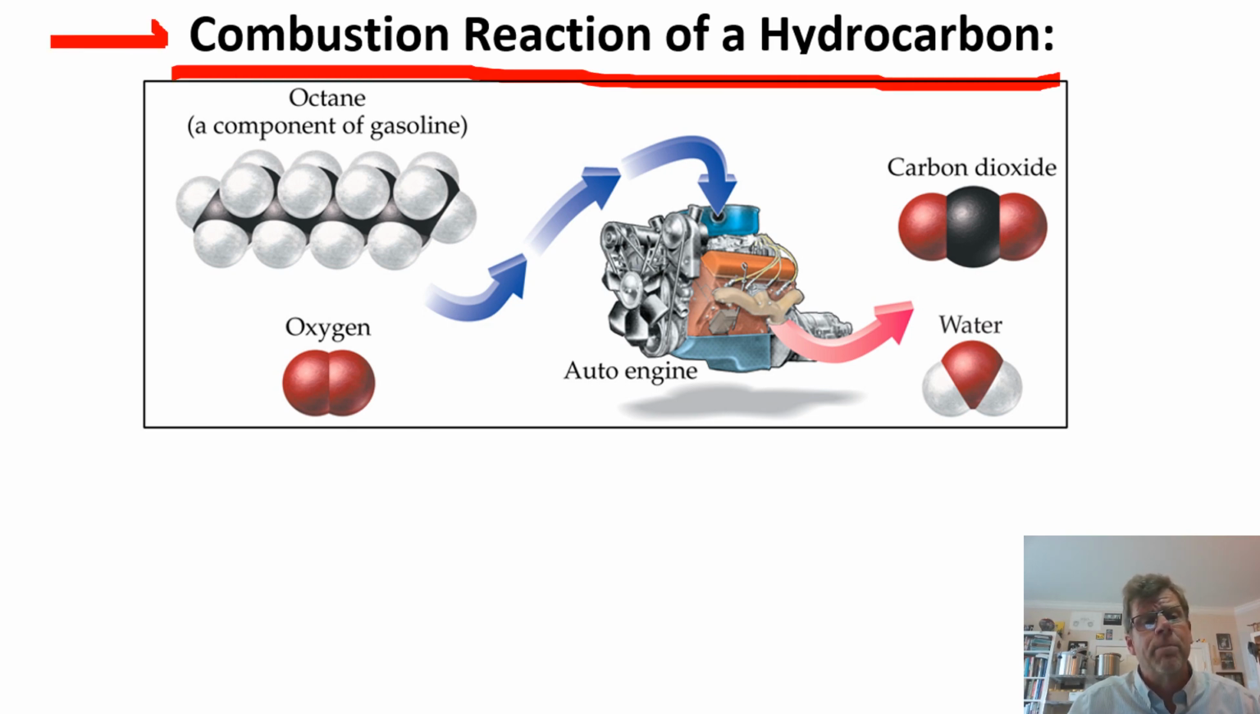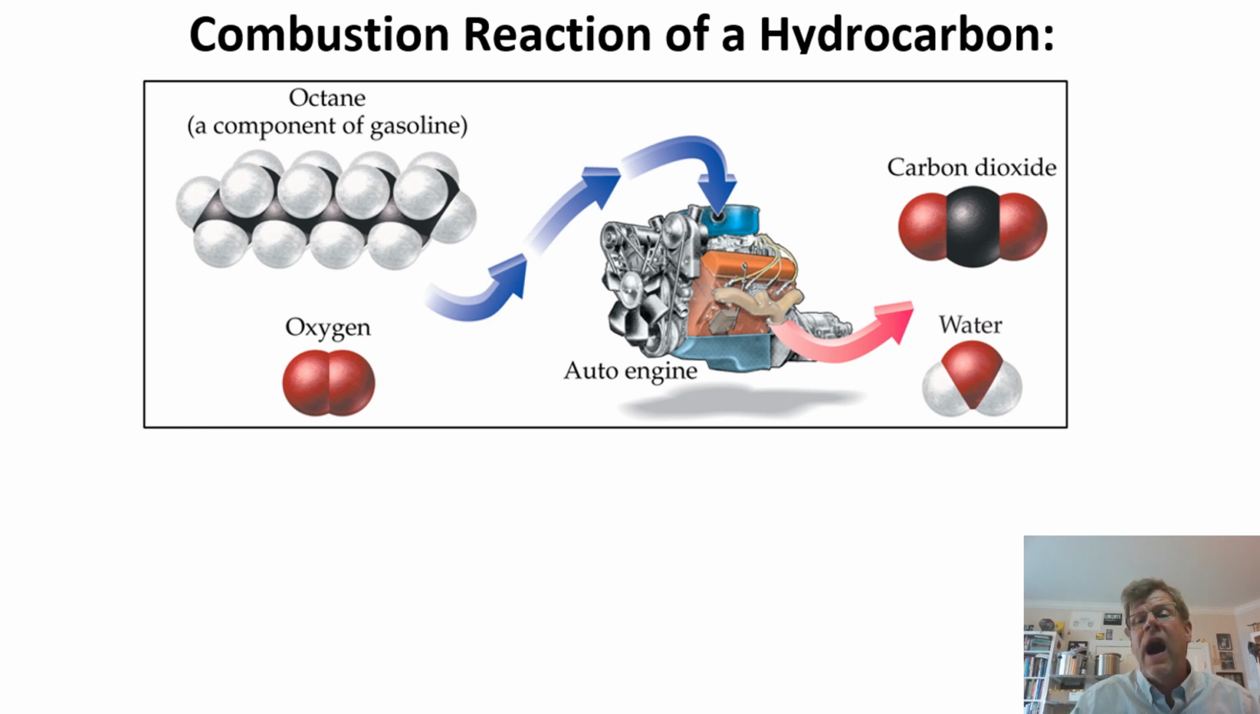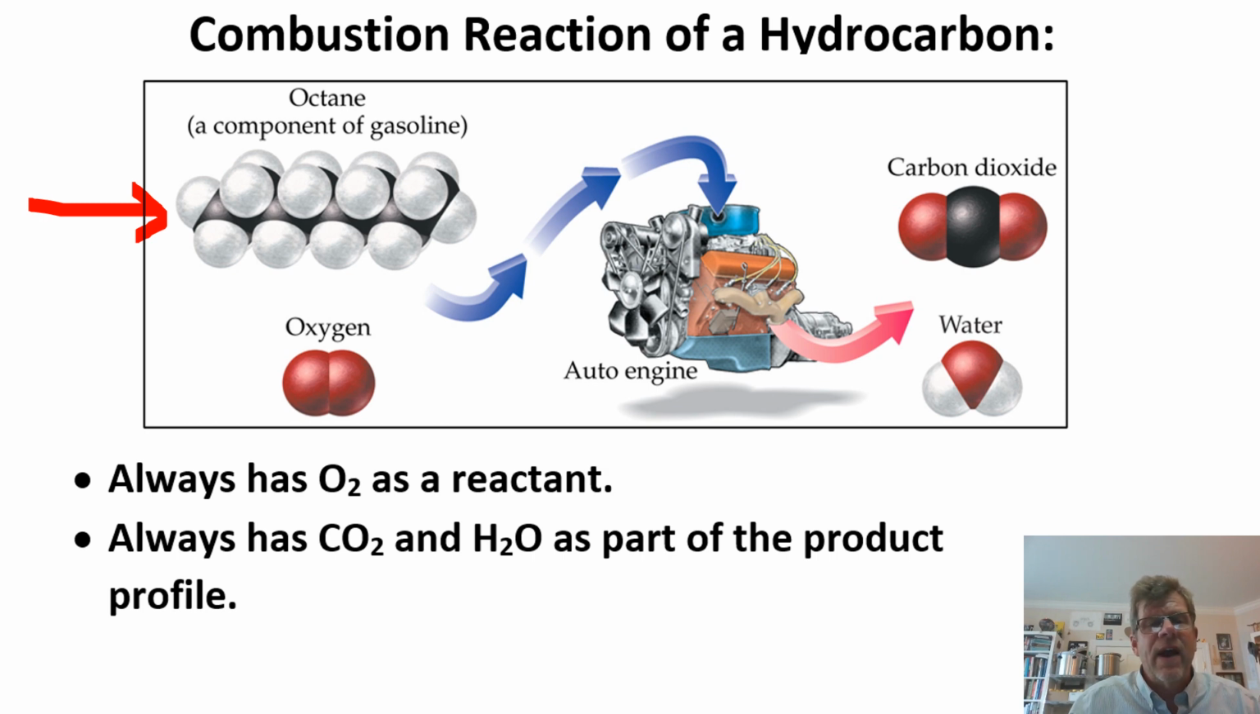Combustion because it implies burning, and a hydrocarbon because it is made of at least 2 types of elements, hydrogen and carbon. So that's where we get hydrocarbon from there. An example of a combustion reaction of a hydrocarbon would be in our car engine. Here we have octane, which is the component of gasoline. That is made up of carbon and hydrogen. In this case, the black pieces are carbon atoms and the white pieces are hydrogen atoms.